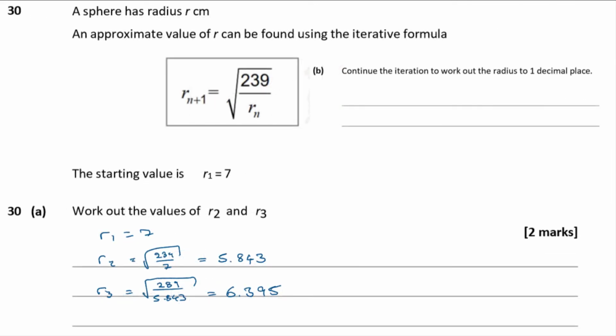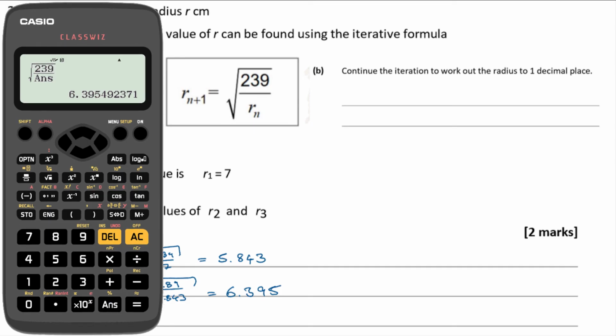Part B says continue the iteration to work out the radius to 1 decimal place. So basically we're just going to have to keep on finding more and more values until it settles down on the first decimal place and we start getting the same answer over and over again. So we've already got R3, so let's go on to find R4. Again, I'm just going to press the equal button. That's going to feed in my R3 value and give me the R4 value. And again, I'm just going to write down the first 4 significant figures, 6.113. And I'm going to keep going until it settles down.